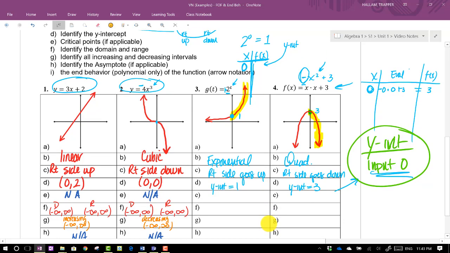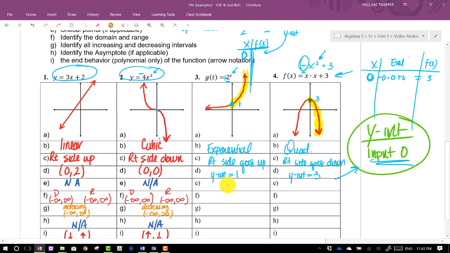Okay, so E then says find any critical points if applicable. So that means any vertex. Well, you'll notice here, this one we talked about lightly, kind of has one, but not something that we necessarily go and find. So if we can't find it, we're going to put NA. And you'll notice with the cubic here, additionally, it also has an NA, and so does the linear. However, this quadratic does seem to have a vertex. It happens to be where our y-intercept is. So we're going to label the point at which it's at. So it's 0 on the x-coordinate, but 3 up. 1, 2, 3 up. So our vertex for that one is 0, 3.